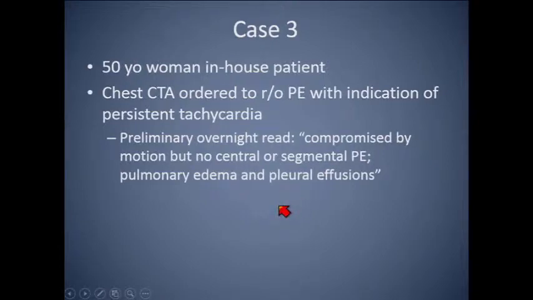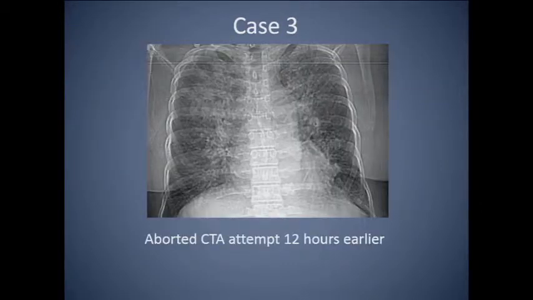Reasonable overnight read. The study was really compromised. She was tachycardic. She couldn't breath hold. She had nothing central or segmental, and she looked like maybe she had some failure. Then we look, and we're like, well, wait a second, she just had a CTA 12 hours earlier. No, she just had scout views 12 hours earlier. She had gotten down to the scanner and she had become acutely dyspneic, dropped her sat. She basically had flash pulmonary edema. And they took her to the CCU and they diuresed her for a bit.